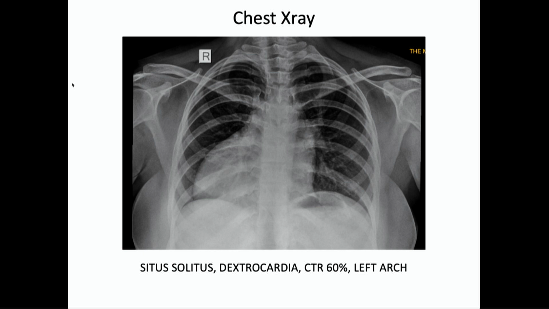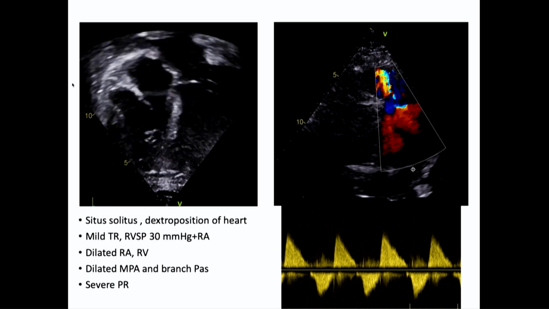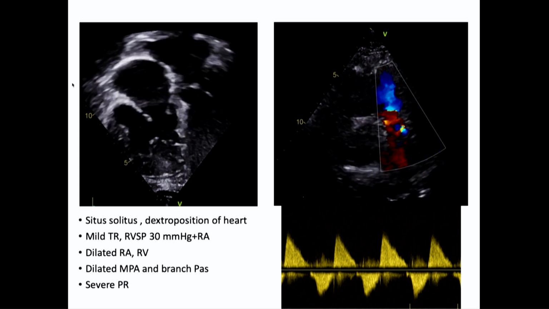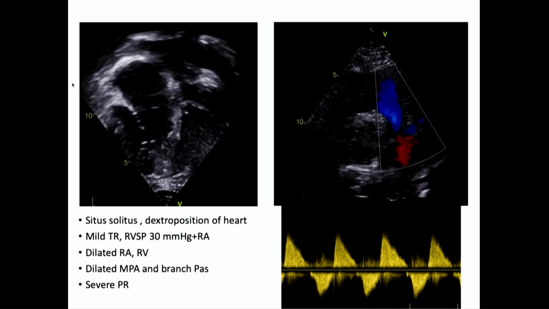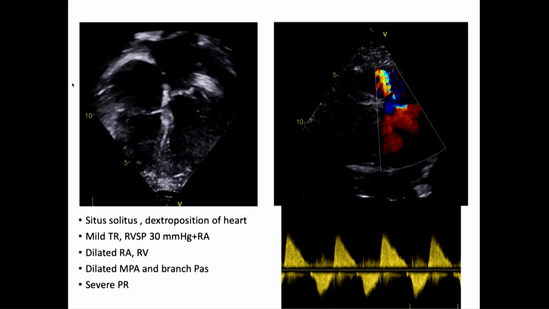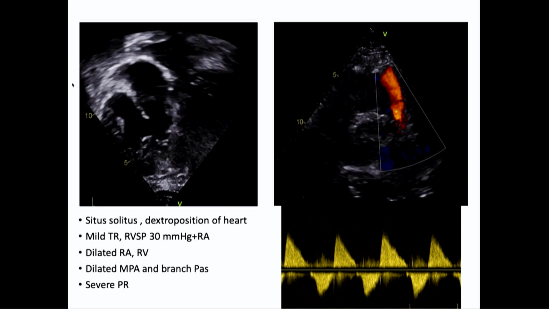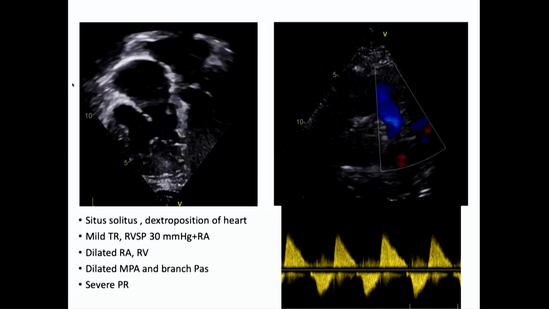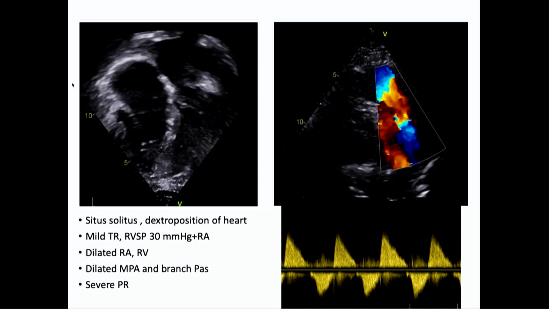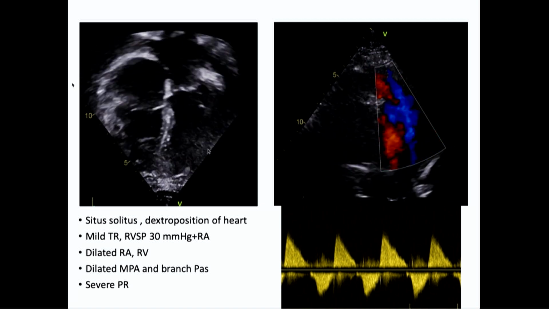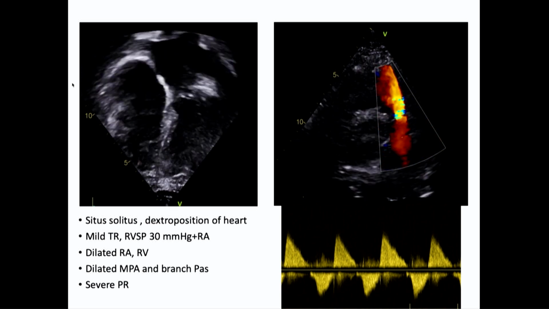This is her chest X-ray, which is showing situs solitus, dextrocardia, with a CTR or cardiothoracic ratio of 60%, and we can also see that the arch is left. This is her thoracic echo, which is showing situs solitus with dextroposition of the heart. There is mild TR with RVSP of 30 plus RA, and the RA-RV, as you can see, is dilated, and there is borderline RV dysfunction.